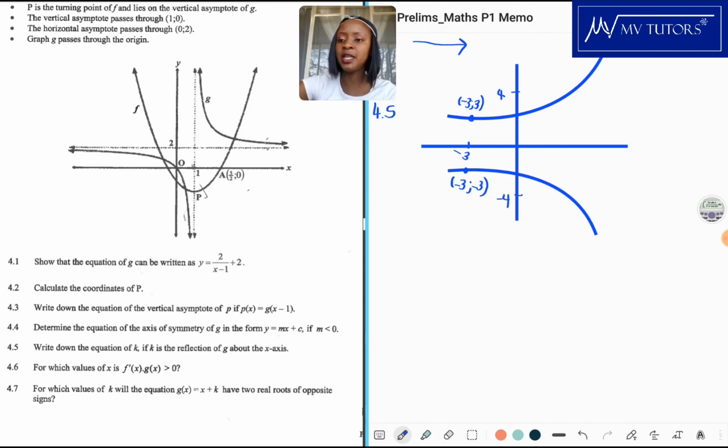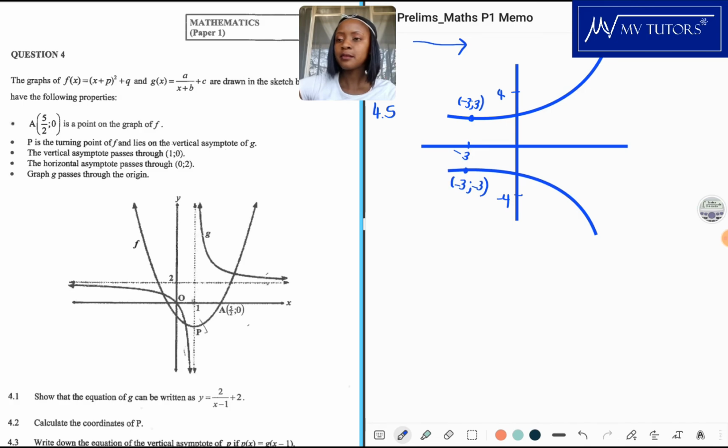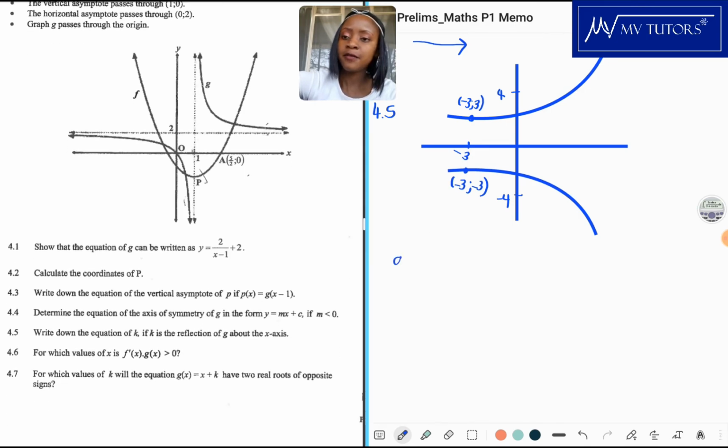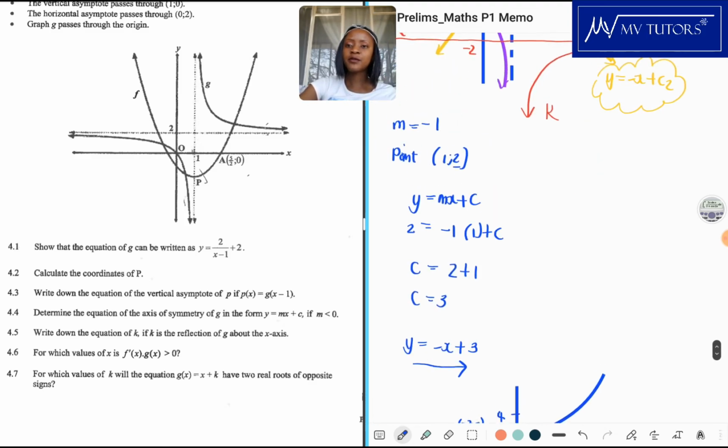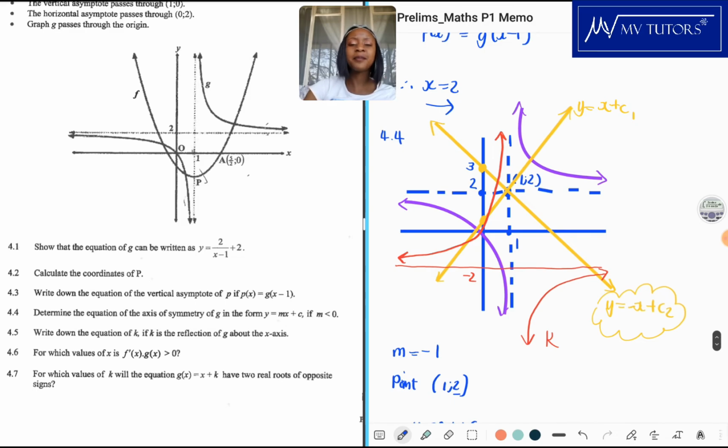Okay, so let's go back to g. If g was 2 over x minus 1 plus 2, k would be equal to negative 2 over x minus 1 plus 2. And again, why negative 2? Please have a look at our video where I discuss functions, particularly the hyperbolic function. So the purple one is the original, that's g.